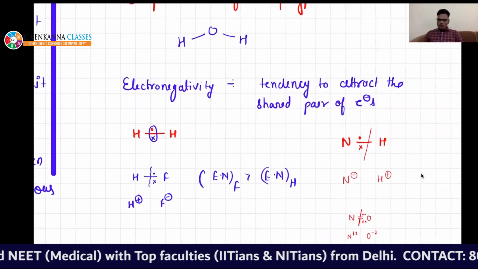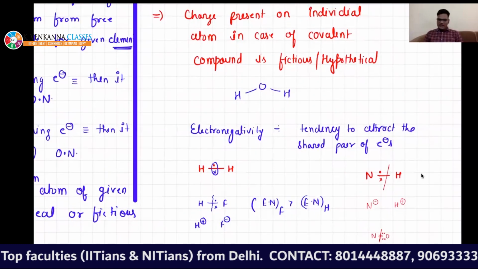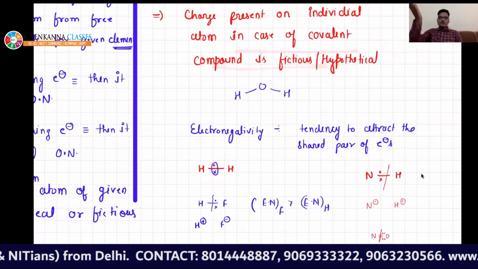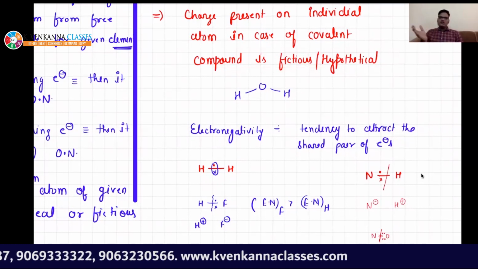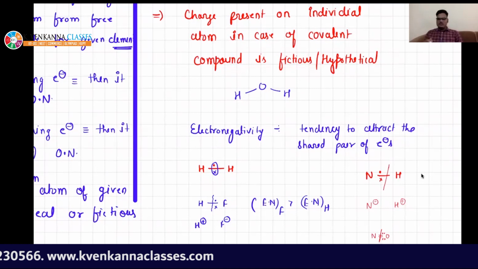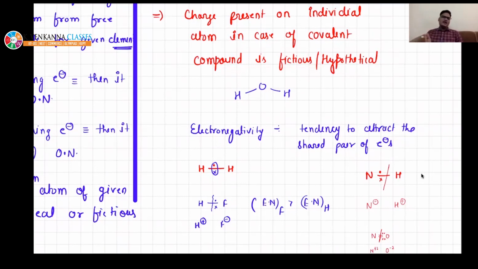So what I have told you is that in covalent compounds, we take a hypothetical situation that if bonds break, then electrons will go towards the more electronegative atom. That is why the more electronegative atom will have a negative charge, and the other atom, which has less electronegativity, will have a positive charge. Is that okay?